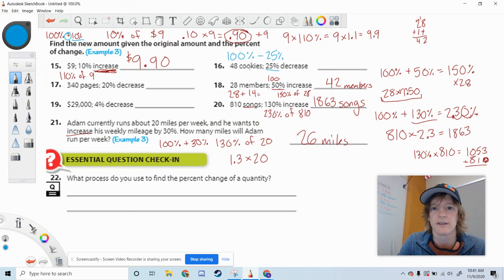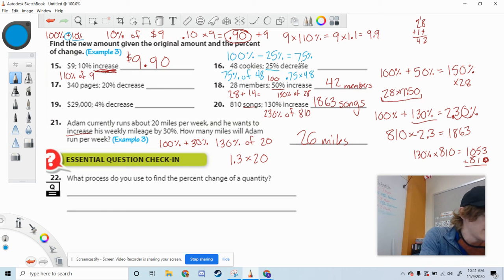So on this one, if we start with 48 cookies and we want a 25% decrease, well, 100 minus 25 is 75%. So on this one, we need to do 75% of 48. So we're going to do 0.75 times 48. 48 times 0.75, that'll be 36 cookies.